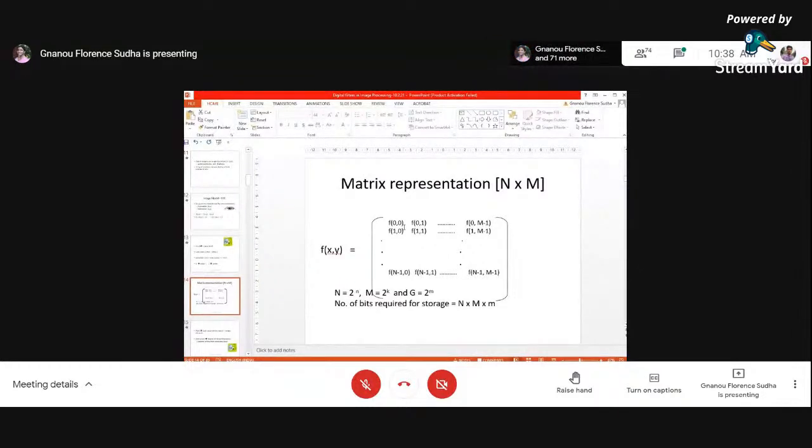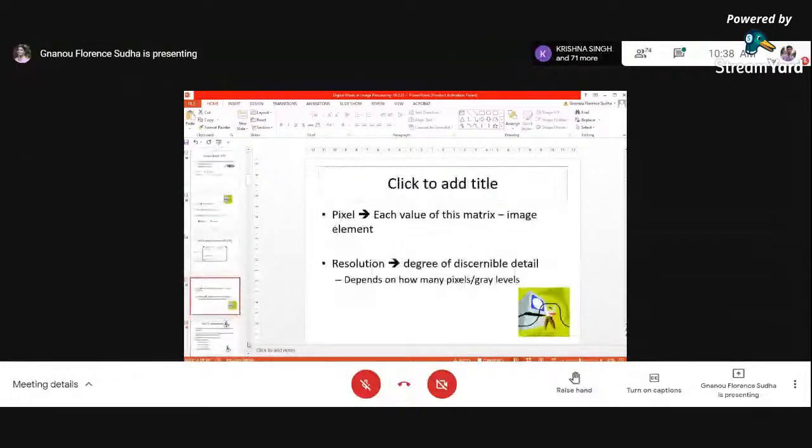And when we look at images, we say so many megabits or so many bytes of image are there. It basically corresponds to the number of rows times the number of columns, and the number of bits used for saving or encoding the particular image. So that's about what a pixel is and what is meant by resolution. Resolution is how well you can see your image.